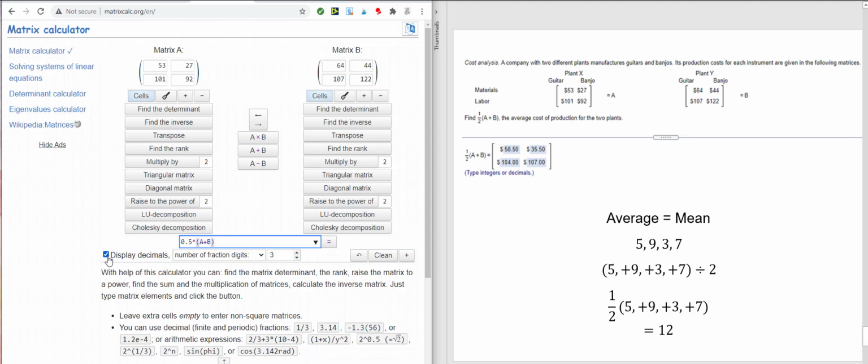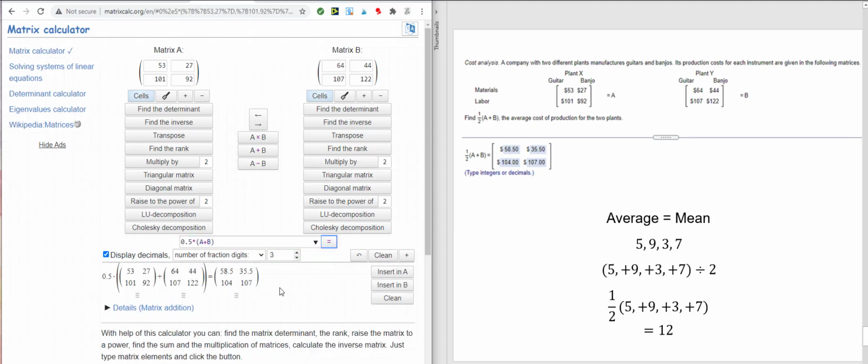Now you're also going to notice that I have clicked display decimals, number of fraction digits to 3. We could do 2, but we're talking about money. So when we hit equals, it looks like the average cost is $58.50 for materials and the guitar, and then 35.5, 104, and 107.